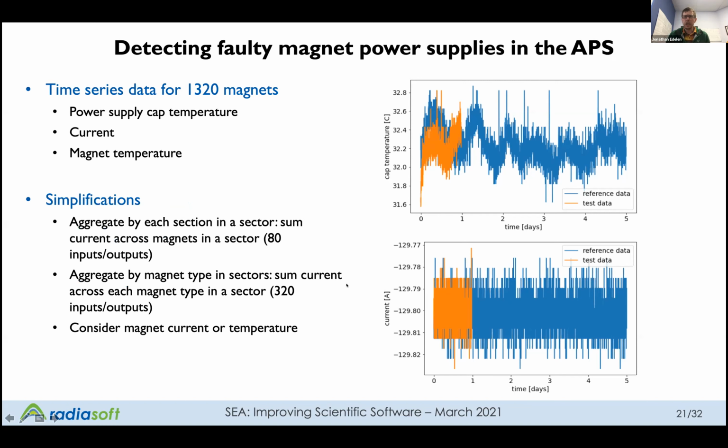And we looked at aggregating over a couple of different parameters. One of them was aggregating over the sectors, so you reduce it from 1,300 inputs to 80 inputs. And the other one was aggregating by magnet type inside of a sector. That simplifies down to 300 inputs or so, just to make it a little bit easier to study the problem before we scale up.